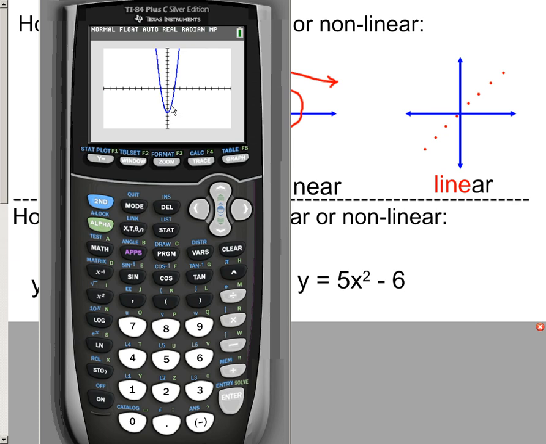And you can tell that this is definitely not a straight line, so it's not linear, so this equation is nonlinear.